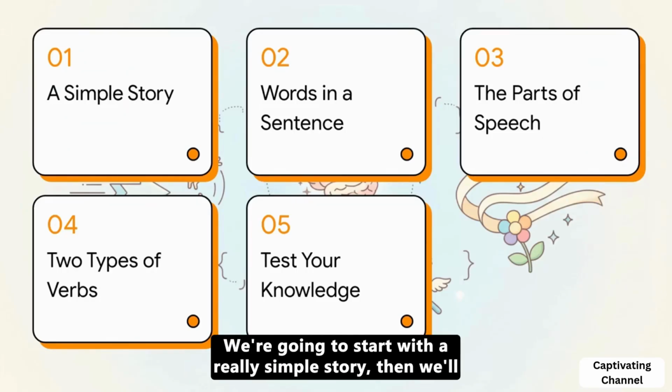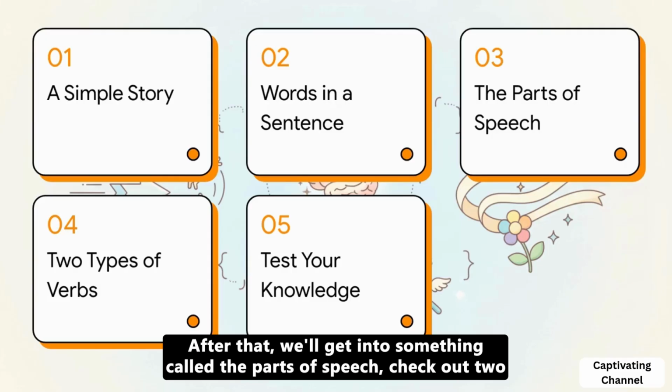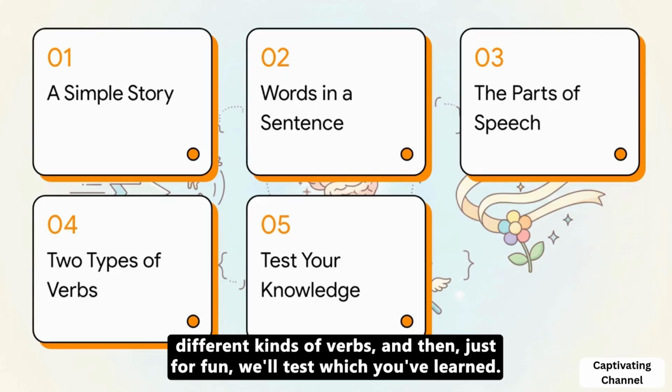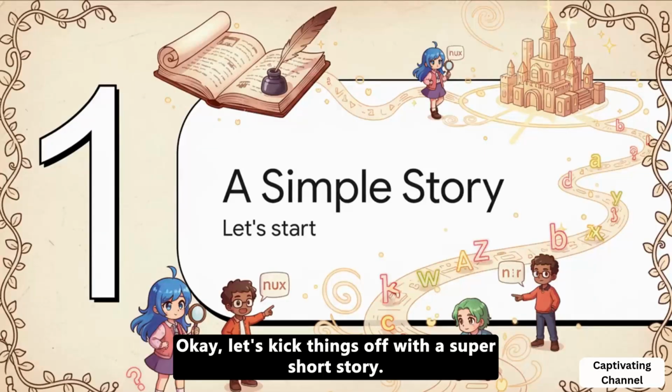So, here's our game plan for today. We're going to start with a really simple story. Then we'll put on our detective hats and look at each word in a sentence. After that, we'll get into something called the parts of speech, check out 2 different kinds of verbs, and then, just for fun, we'll test what you've learned. Sound good? Okay, let's kick things off with a super short story.